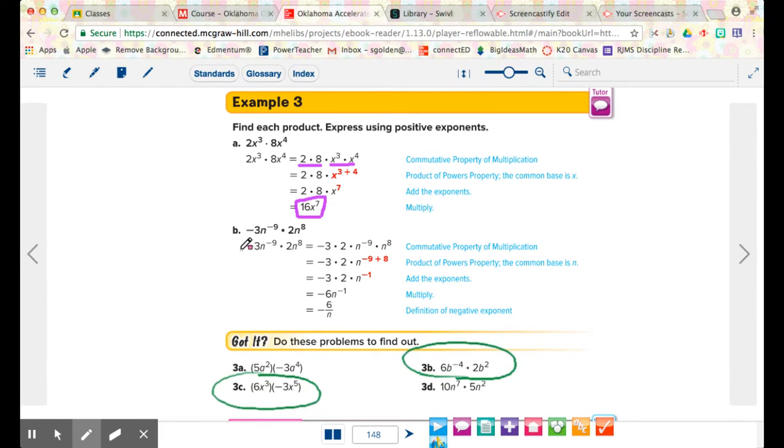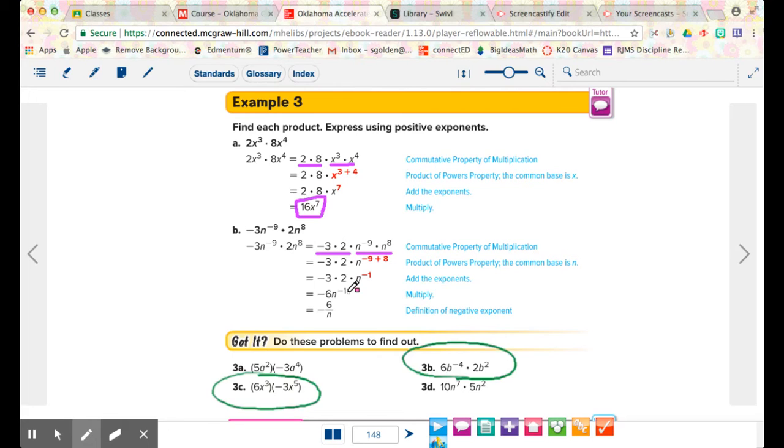So then on B, we have the same type of problem. Negative 3n to the negative 9th power times 2n to the 8th power. Since it's still the n's, and they're the same, that are being raised to an exponent, we can multiply these coefficients, negative 3 and 2. So over here we have n to the negative 9th power times n to the 8th power. So negative 9 plus 8 is negative 1. So we get down here, 3 times 2 times n to the negative 1st power. Well, negative 3 times 2 is negative 6. So we have negative 6 n to the negative 1.